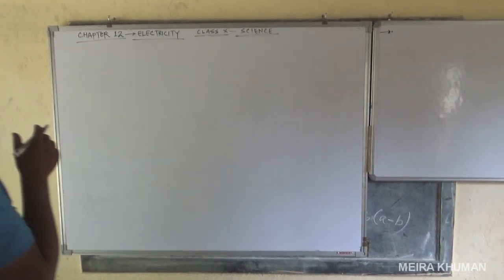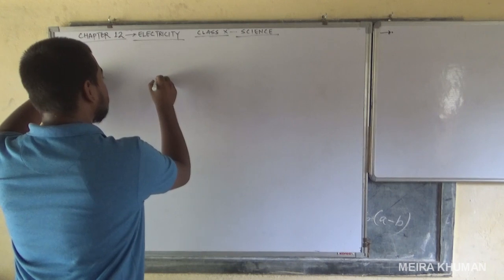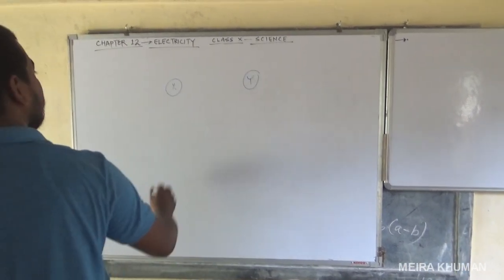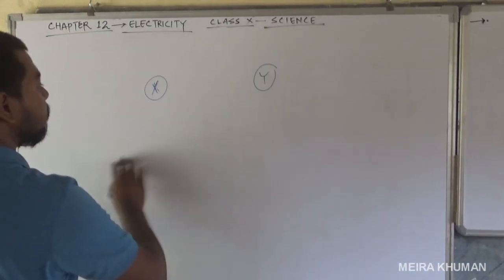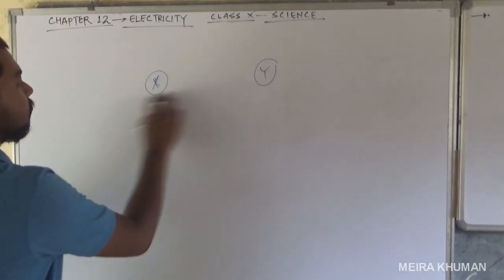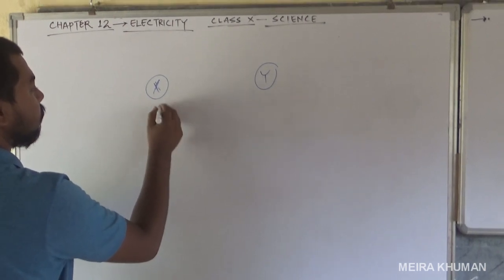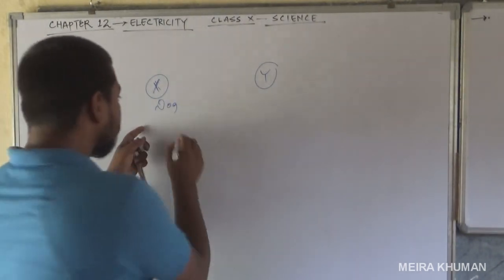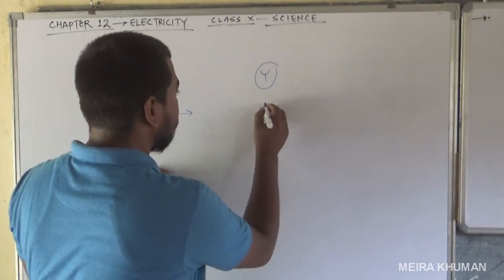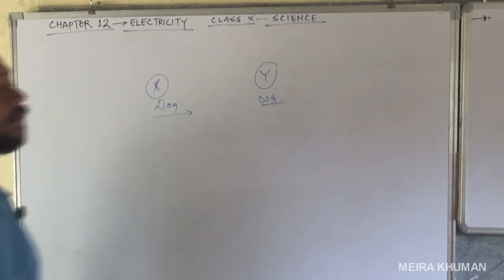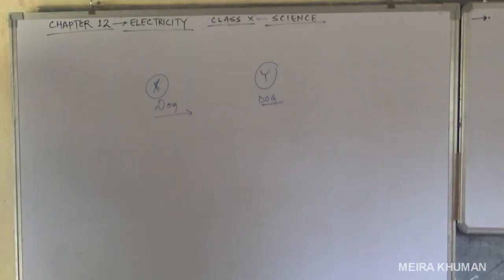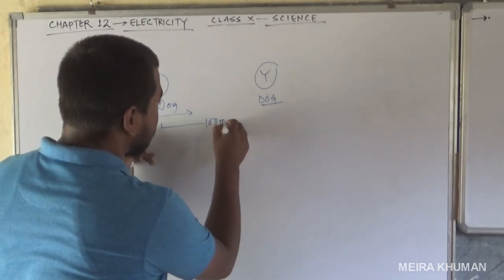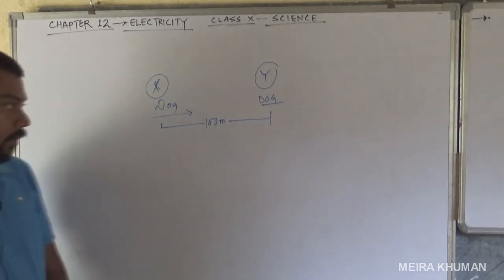So let us say these are the two points. This point is x, this point is y. Suppose there is a dog at point x. That particular dog is going to move from point x to point y. Now the new position of the dog will be there only, right? Clear? And the distance between the points x and y is, suppose, 100 meters. How much is it? 100 meters. Okay, try to understand.